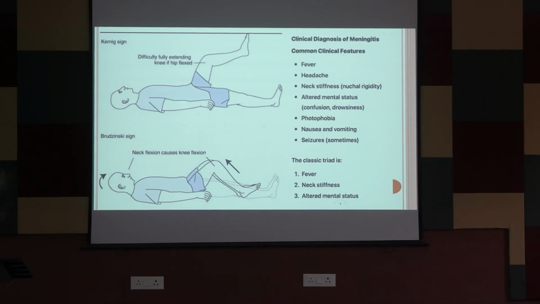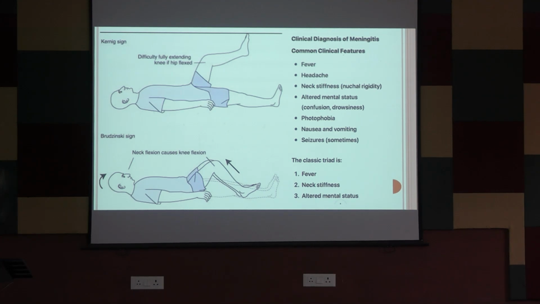Now this is important for ward practice: the Kernig sign and Brudzinski sign. These are positive in meningitis patients. On the right-hand side, it has been written what I have told till now, all the symptoms like fever, headache, neck stiffness, altered mental status, photophobia, nausea, vomiting, and seizures. Seizures sometimes occur when there is encephalopathy, and the classic triad is fever, neck stiffness, and altered sensorium.